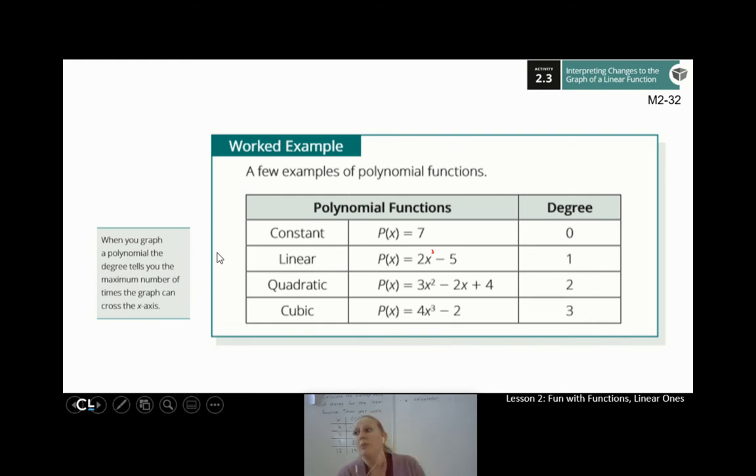When you graph a polynomial, the degree actually tells you the maximum number of times the graph can cross the x-axis. Like I said, you'll dig into that more in future math classes. For us, since we're dealing with linear functions, it's only going to cross our x-axis once, and it has a degree of 1.